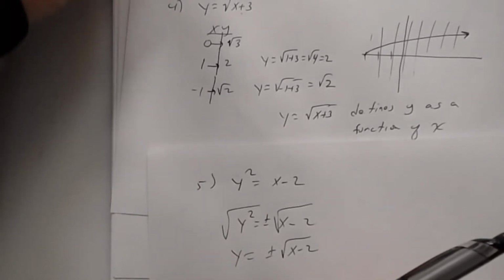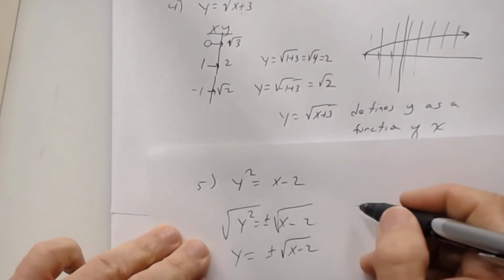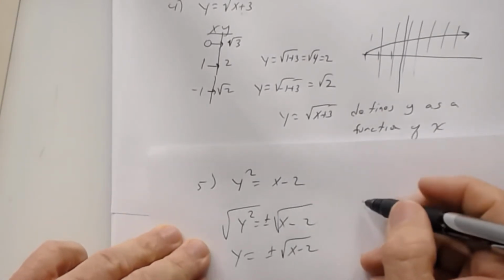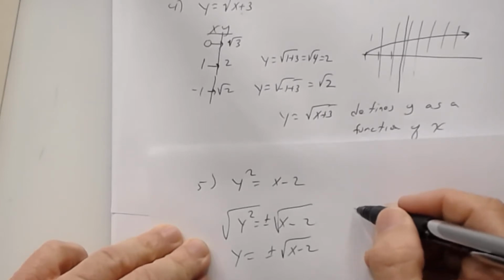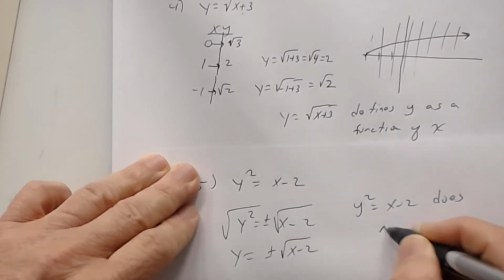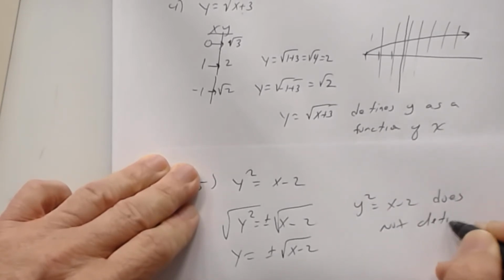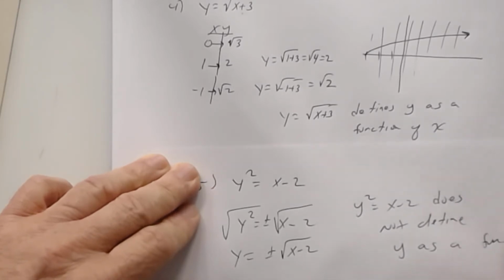So right away, I don't even have to use a t-table, because it goes back to the number 3 that we did. So you would say y squared equal x minus 2 does not define y as a function of x.